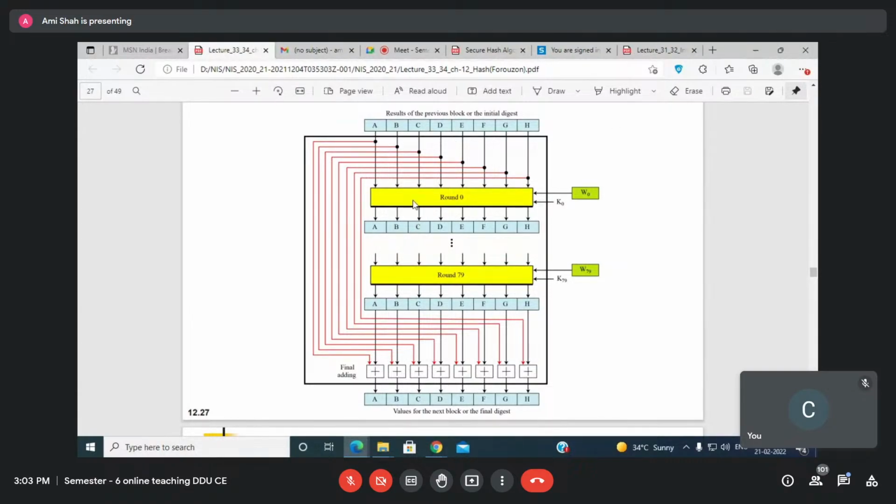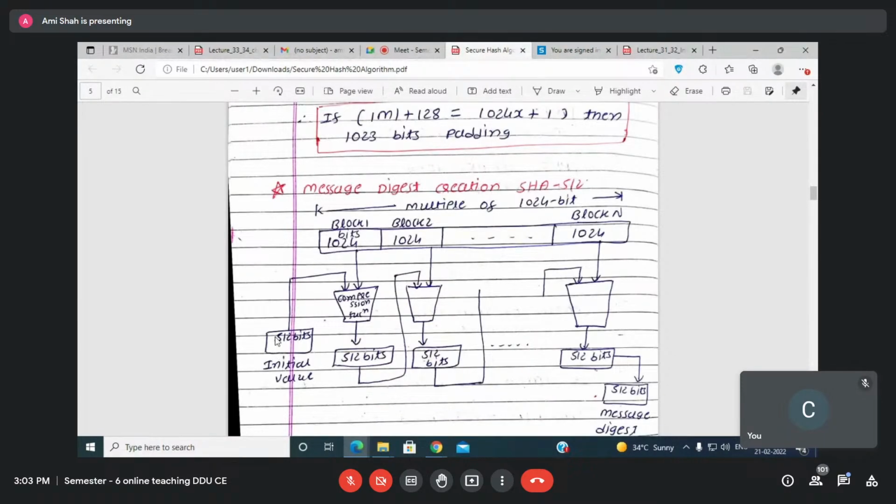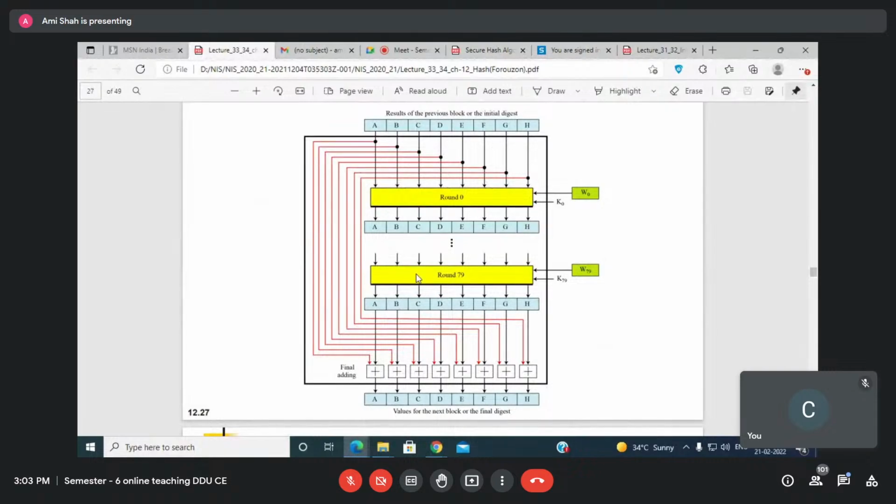Now again the question is in your mind: in this round what happened? Right now we have to assume these are the initial values. Total 80 rounds are performed, and after that you are getting some digest, right? Now whatever digest you are getting, what do you have to do after that?